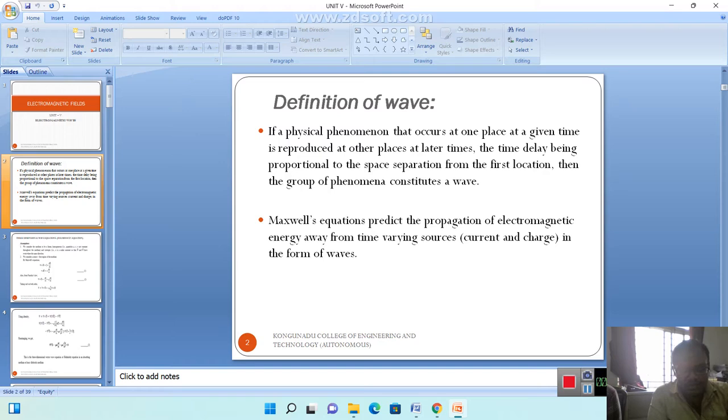Then the second one: the Maxwell equations predict the propagation of electromagnetic energy. Once again, the Maxwell equations predict the propagation of electromagnetic energy away from the time varying sources, that means currents and charges, in the form of waves.